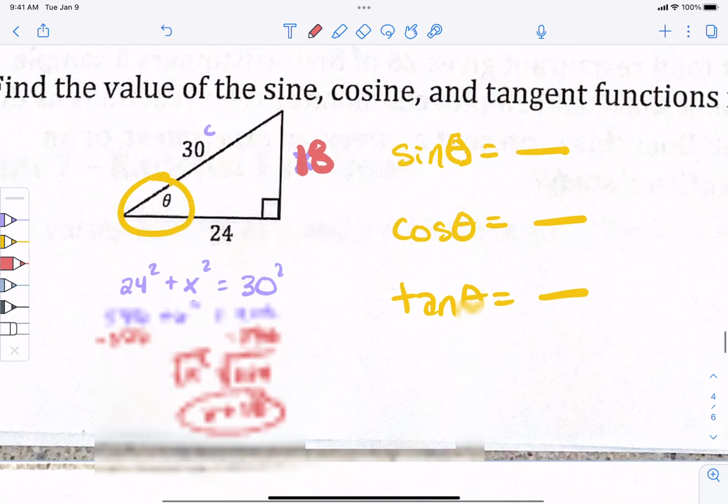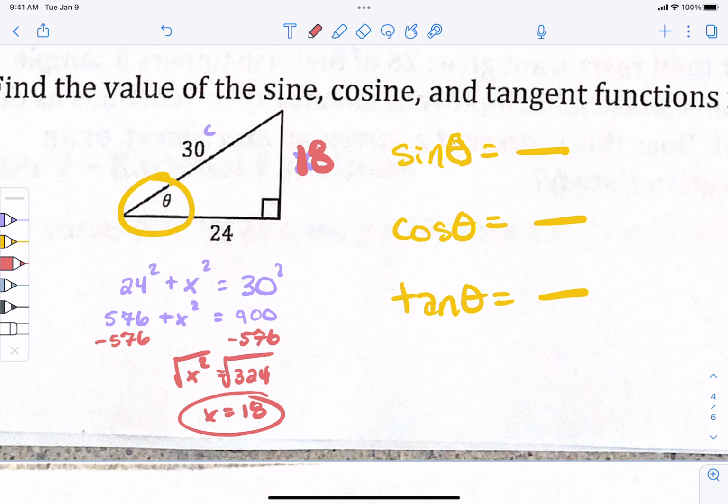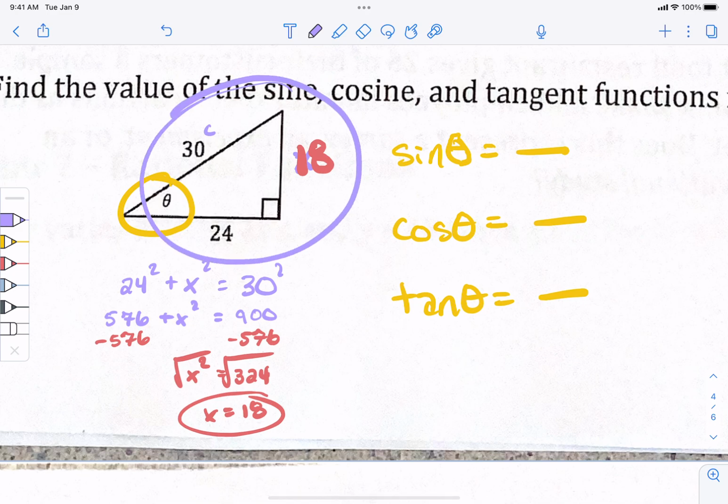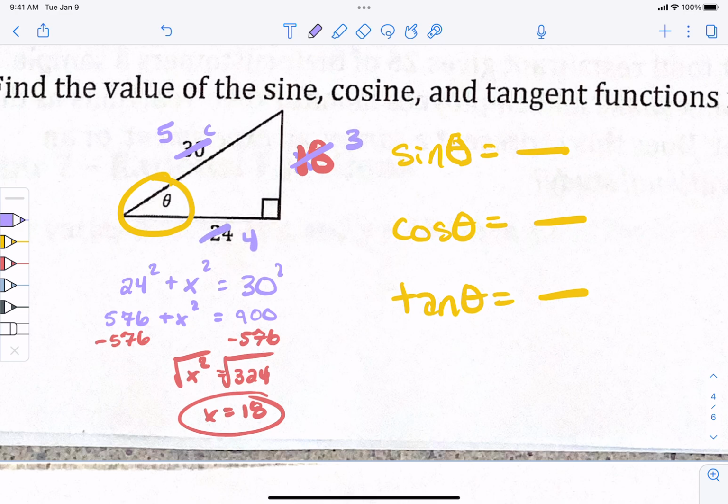Now before we start doing our opposite, hypotenuse, adjacent stuff, let's look at our three numbers that we have and figure out, can we reduce those? Because I'd rather reduce them here instead of reducing all three of these fractions. So 30, 18, and 24, I think 6 goes into all of them. So 30 divided by 6 is 5, 18 divided by 6 is 3, and 24 divided by 6 is 4. This is a 3, 4, 5 perfect right triangle, okay?